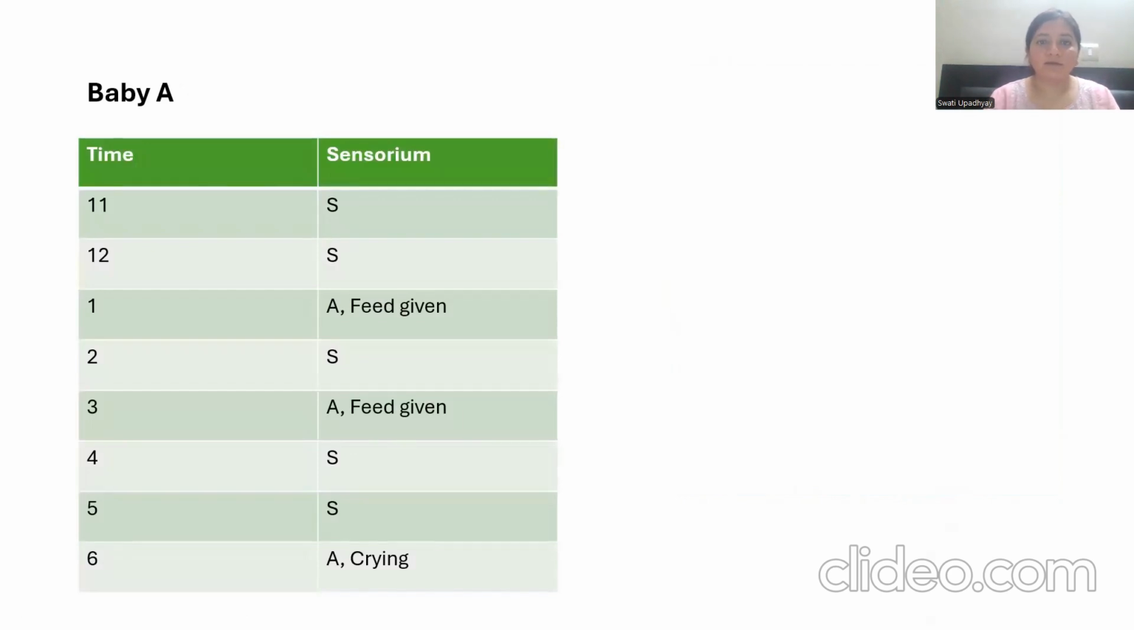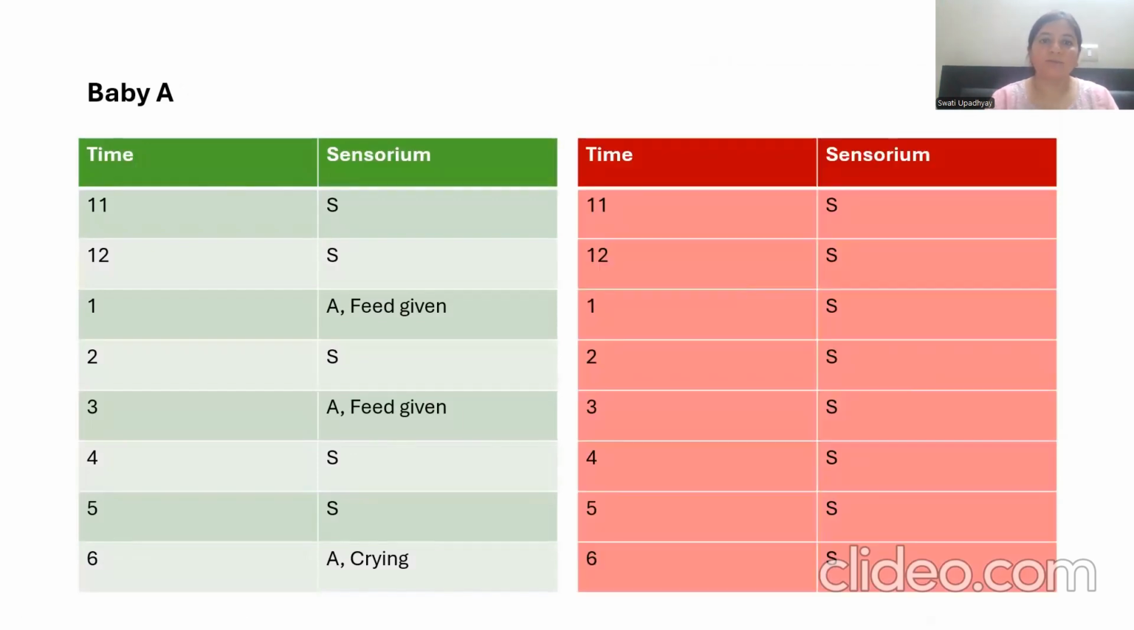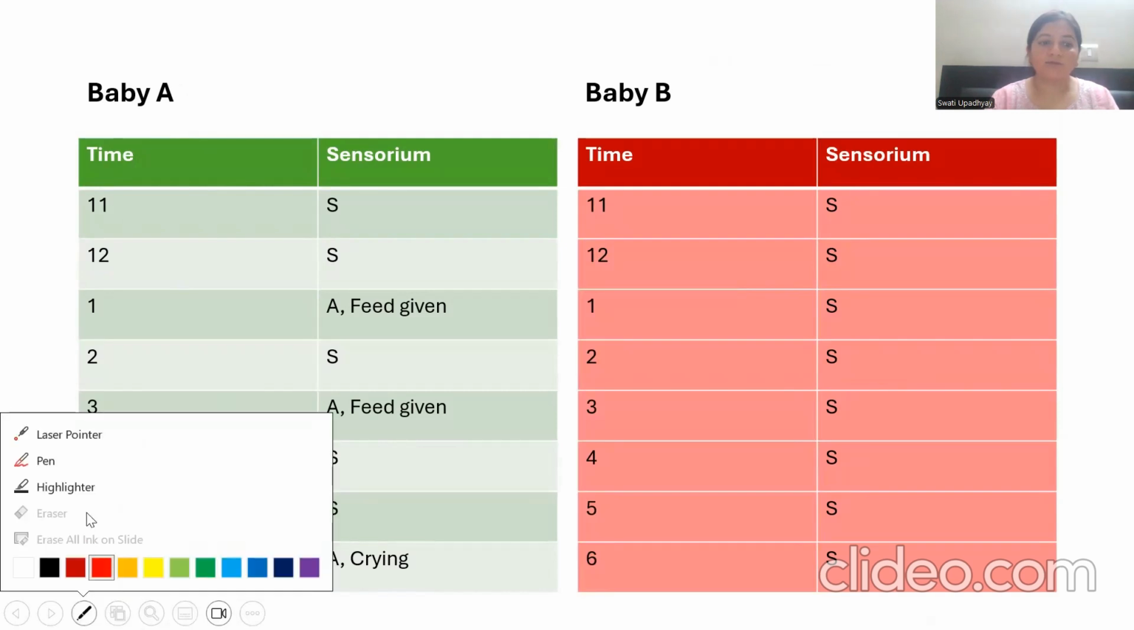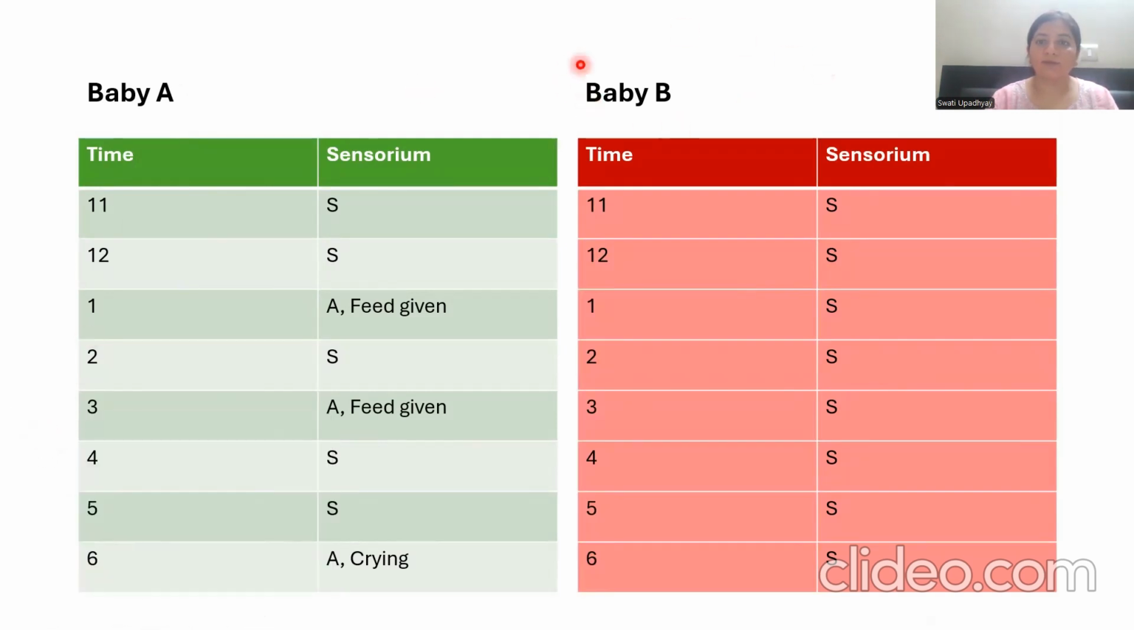Now here let us see the monitoring charts of 2 babies. Here we have baby A and here we have baby B. Now if you look at the monitoring chart of baby A, this baby has a normal sleep-wake cycle. The baby is sleeping, but in between he has cycles. When he's waking up, he's feeding, then again sleeping, then again waking up and crying.